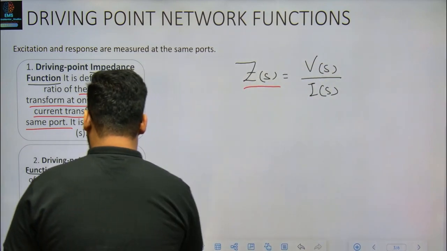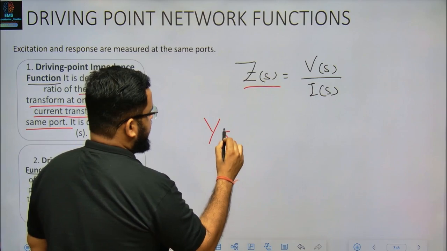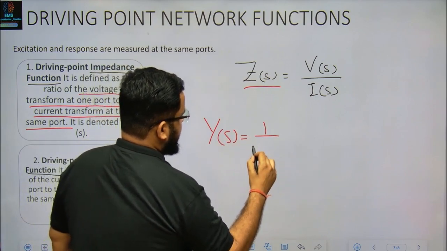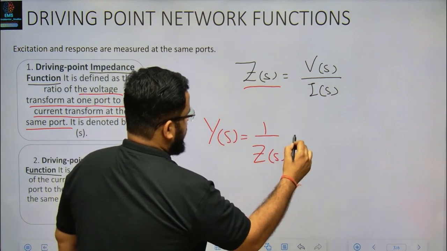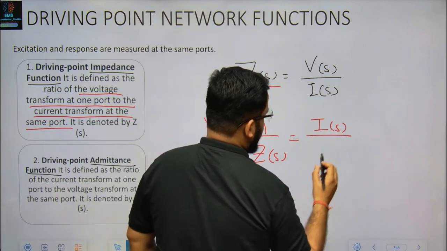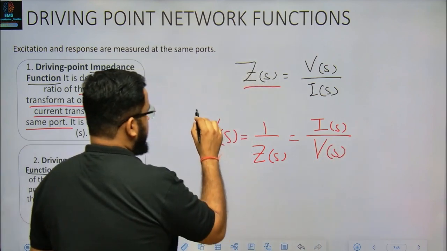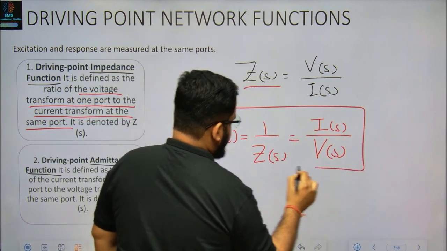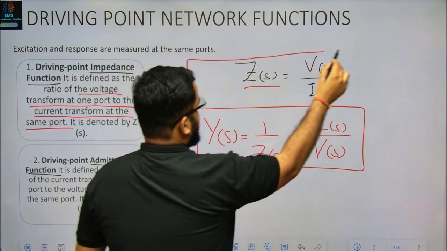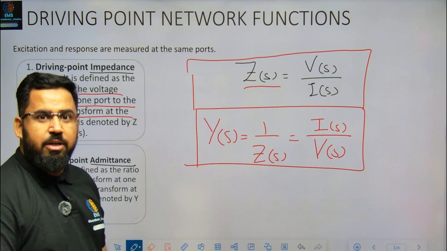Moving ahead to driving point admittance. Admittance, as you all know, is Y(s), which is 1 by Z(s), or we can say the current transform at one port divided by the voltage transform at the very same port. So this is driving point impedance and driving point admittance.